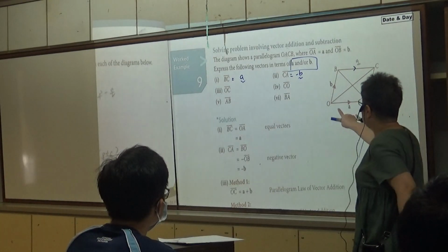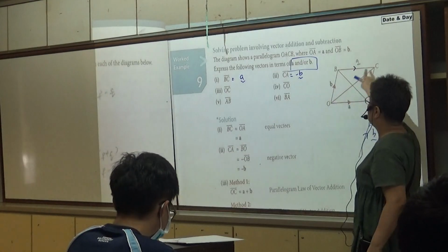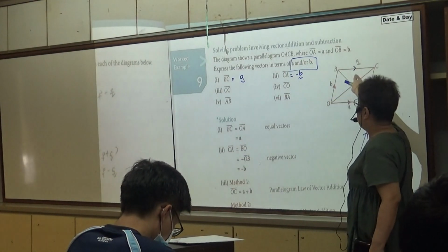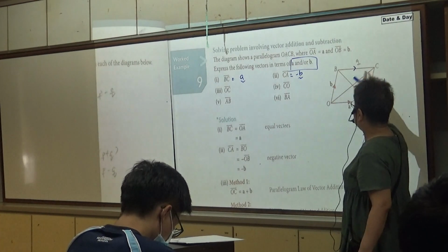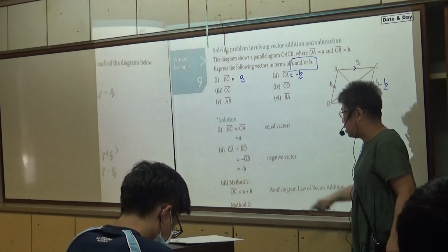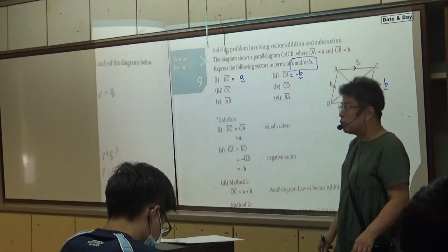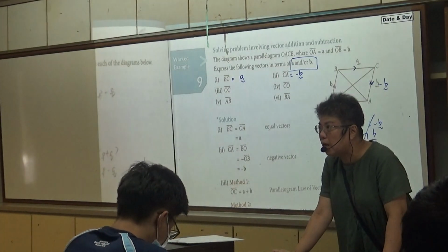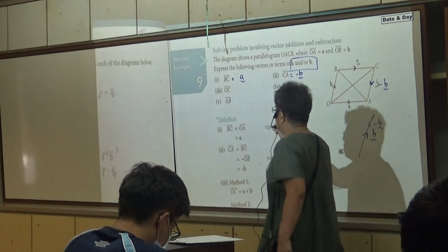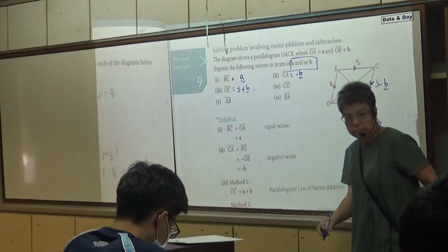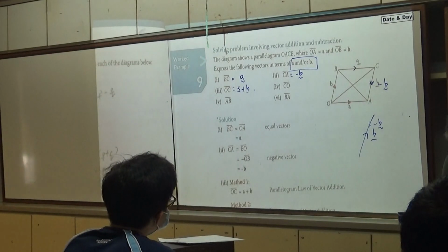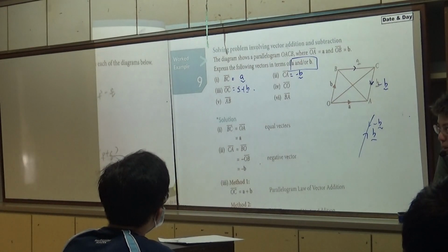Next one, OC. Now, OC is here. So it's actually B plus A, right? Or if you look at the parallelogram law, it's the diagonal, so it's also A plus B. Now, I want to ask a question. Is A plus B the same as B plus A? Yes. So this one is just A plus B. Everybody okay so far? Until part 3?